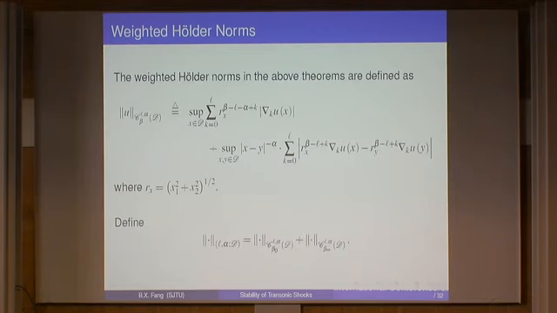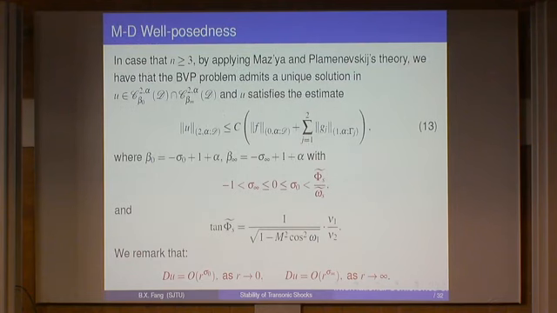This is just the Holder norms, and actually the working space is, we impose two weights. This weight describes the regularity near the edge, and this describes the asymptotic behavior at infinity. Later I found that Maz'ya and Plamenevsky have established a systematic theorem for this kind of elliptic theory.